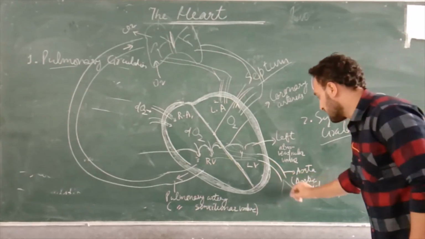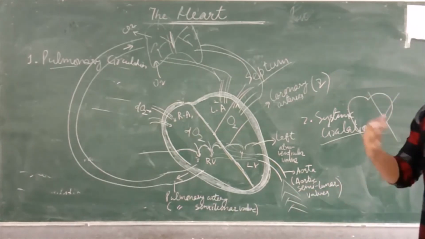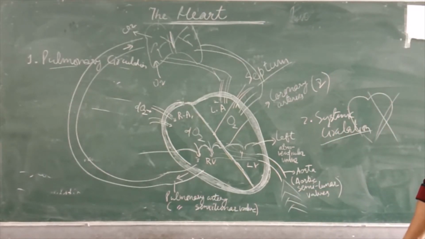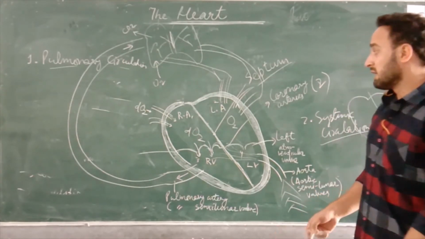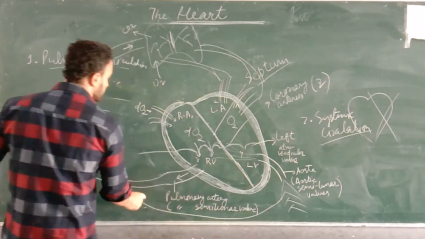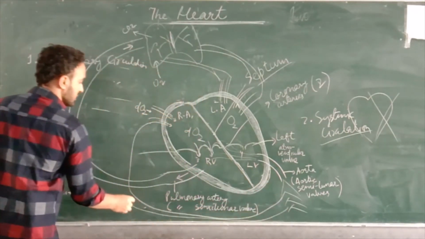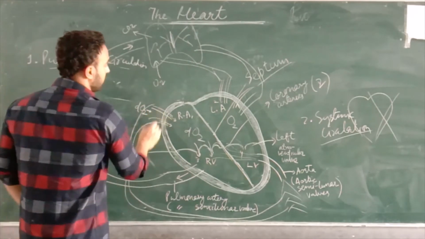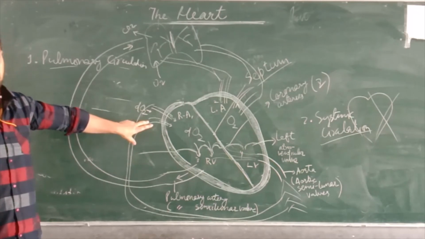And what happens in the different parts of the body? The oxygen is being consumed for respiration. And what is the end product of respiration? Carbon dioxide. That carbon dioxide rich blood is brought back to the right auricle with the help of the vena cava. That is inferior vena cava and superior vena cava.